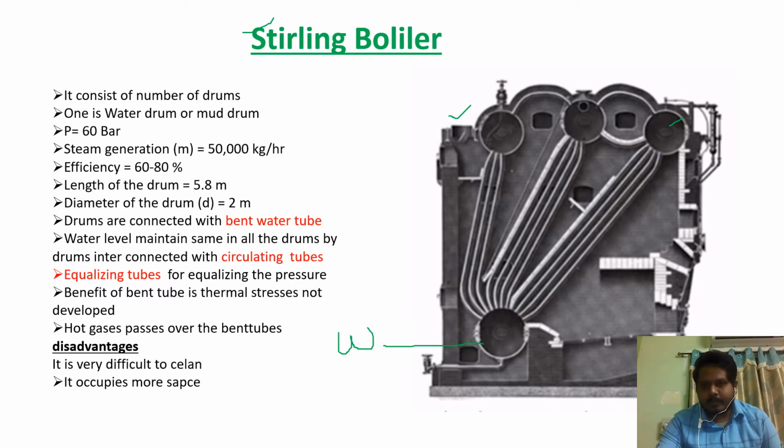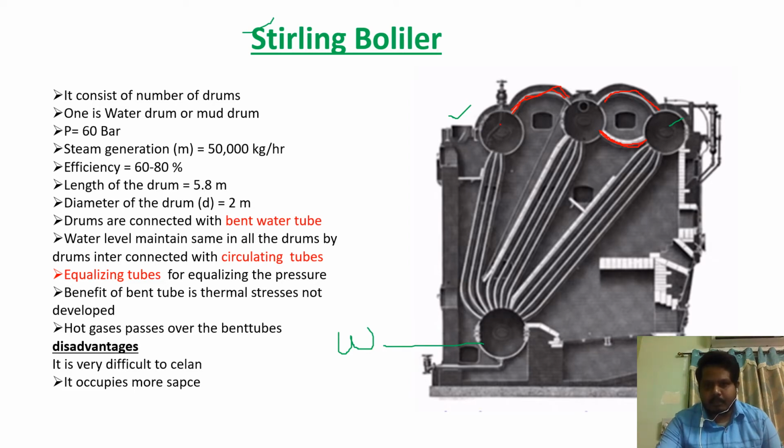here you can see the drums are connected with a circulating tube. This is a circulating tube. The function of the circulating tube is that it will maintain the same water level inside the drums. And also at the top, 3 drums are connected with equalizing tubes. The use of equalizing tubes is that they will maintain the same pressure inside the drums.